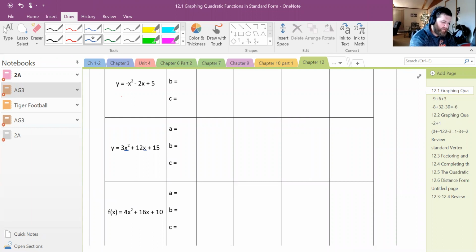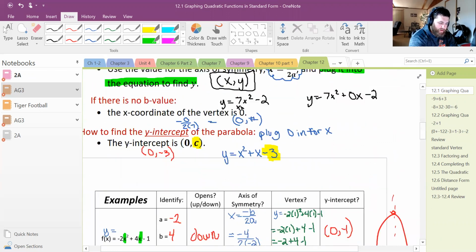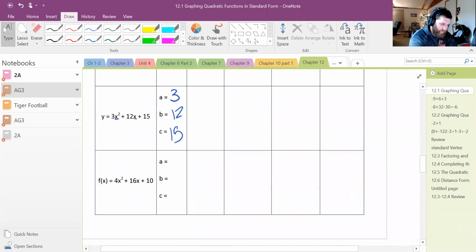If you have that in the slides, go to it. Okay, so let's name our variables: A, B, C. Remember, A is in front of the x squared, so it's going to be 3. B is 12, and C is 15, the constant. Okay, next, does it open up or down? Is A positive or negative? It's positive, right? So it opens up.